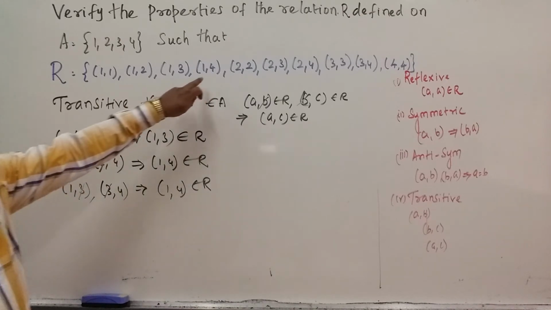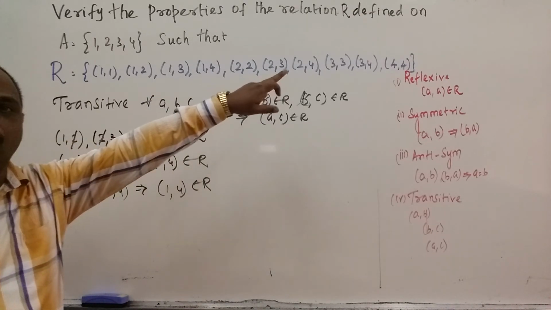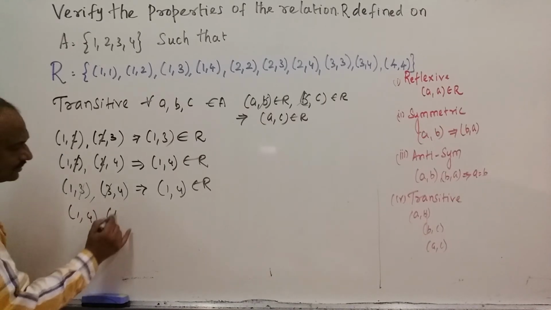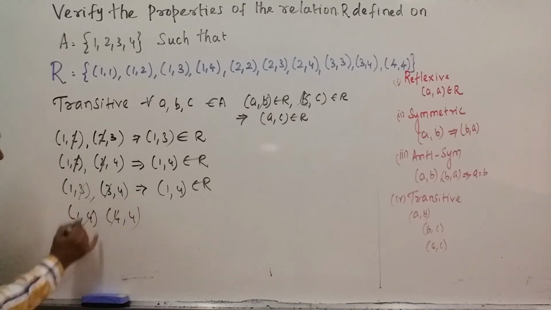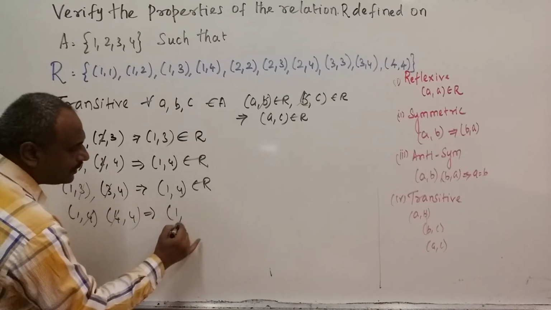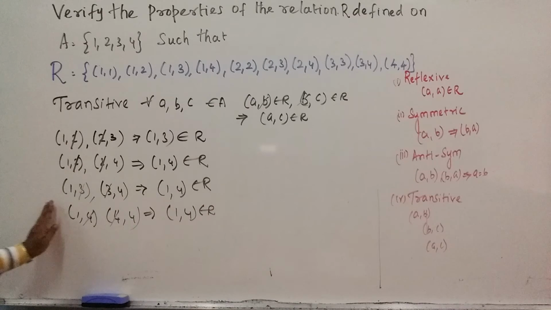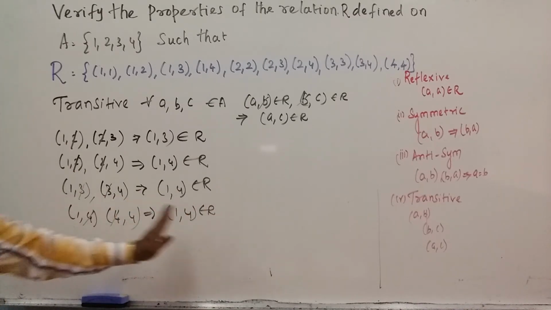The next last term is (1, 4). We are having only the reflexive statement, so there is no need to take it. Why? Because the reflexive pair gives the same value. So there is no need to consider this.